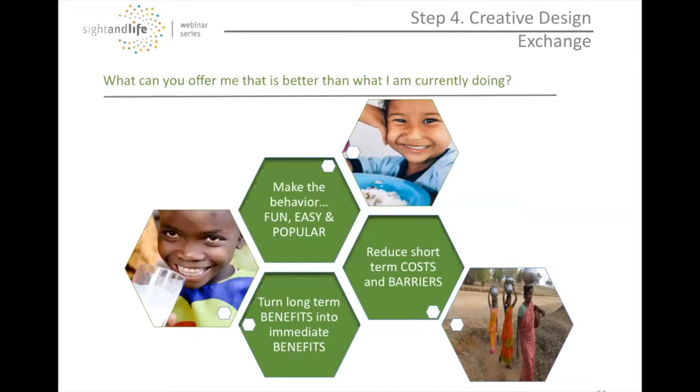Generally speaking, in order to get people to do anything differently, your BCC strategy has to offer short-term benefits, reduce any associated costs, and make the behavioral ask fun, easy to do, and also popular amongst peers in your audience's eyes. The exchange is a fundamental success factor to any BCC strategy. What this exchange will be in your strategy depends entirely on your audience. But to illustrate how an exchange can be defined, and make a huge difference in the success of a strategy, let's look at an example.